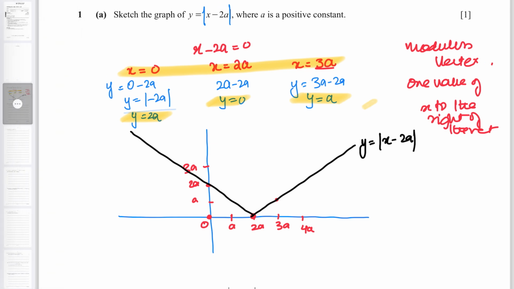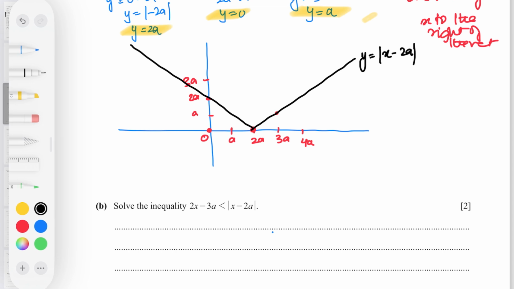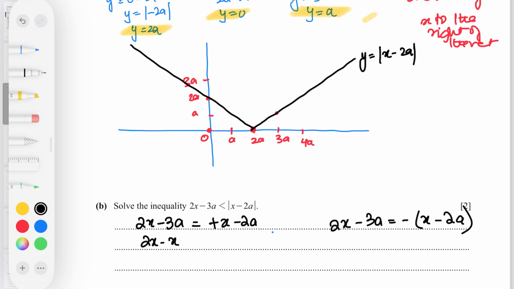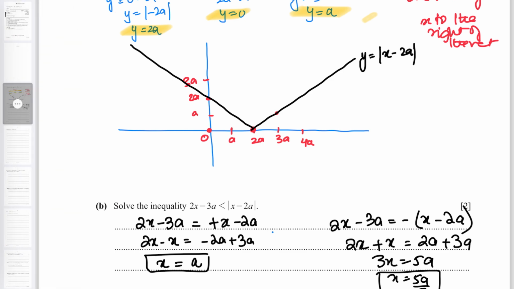Now, let's move on to the next part of the question. The next part of the question says solve the inequality. How do we solve a modulus inequality? There are several ways of doing it, but I prefer solving it by writing a plus and a minus on the other side. Let's find out the value of x. Now, I just found out the values where the two graphs may be intersecting.